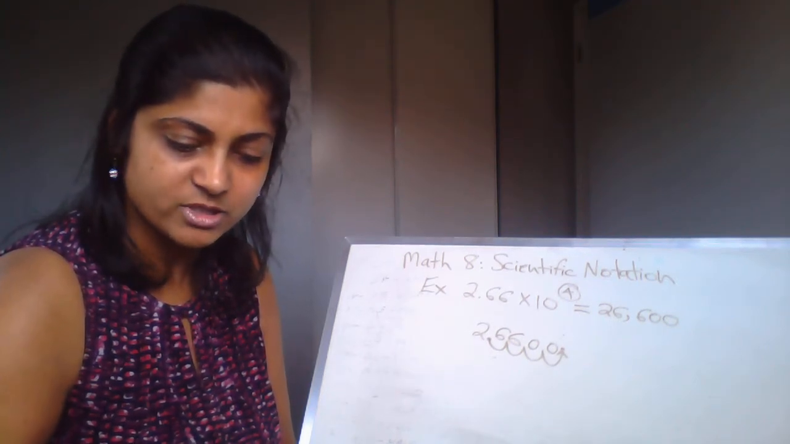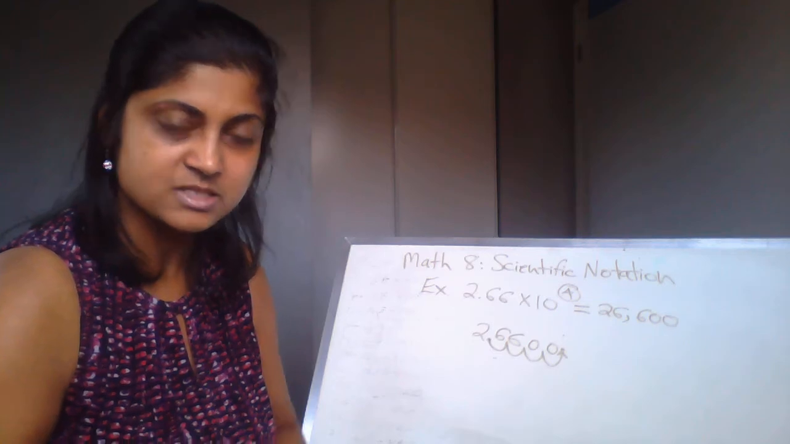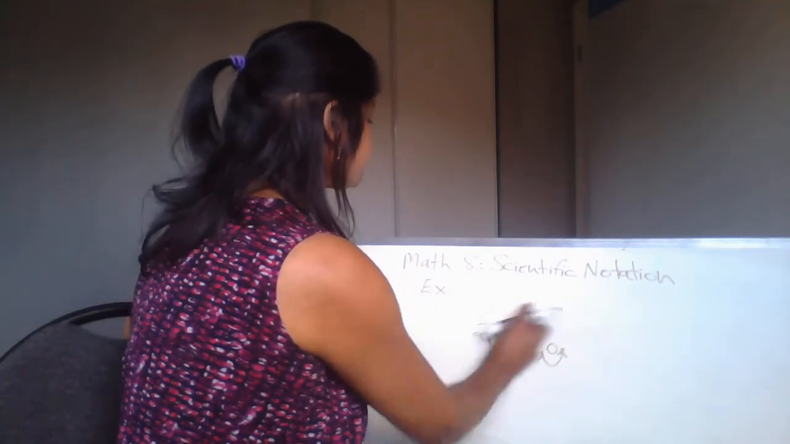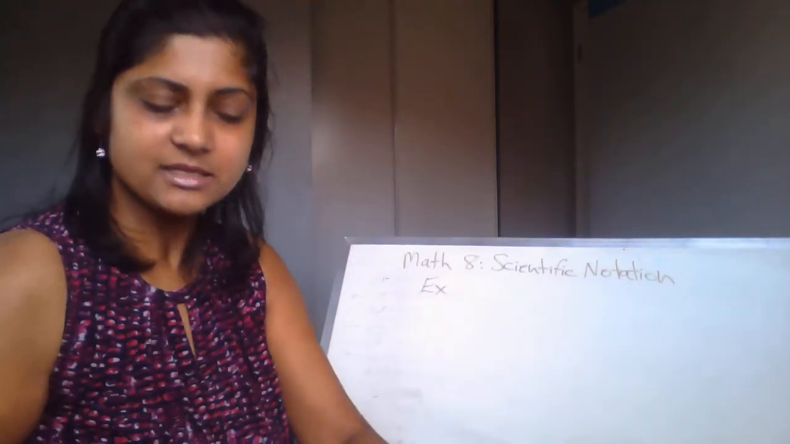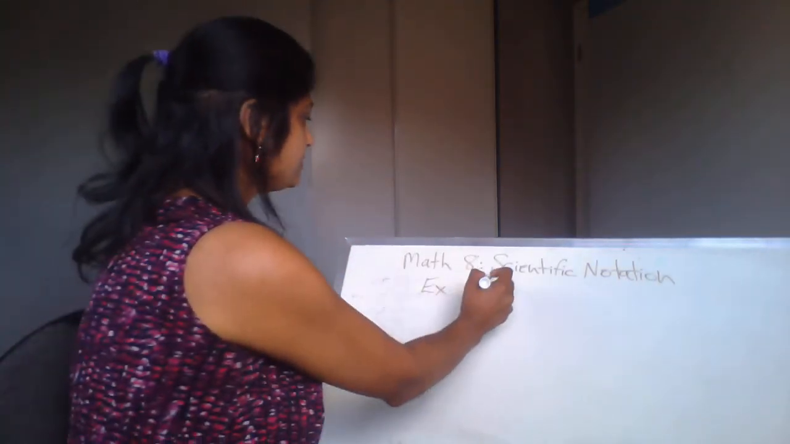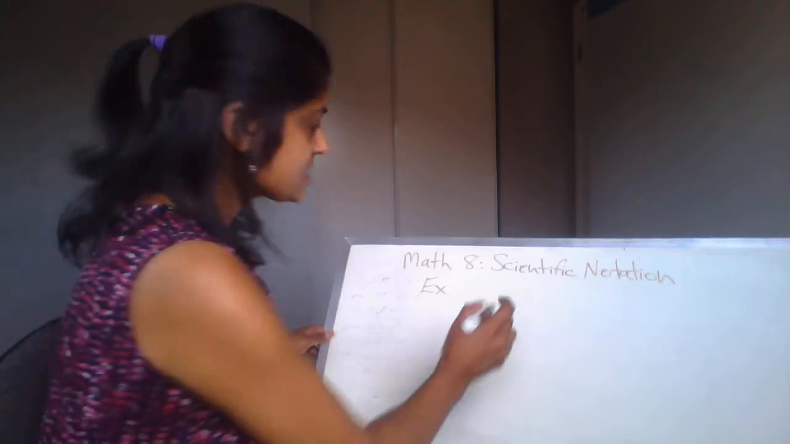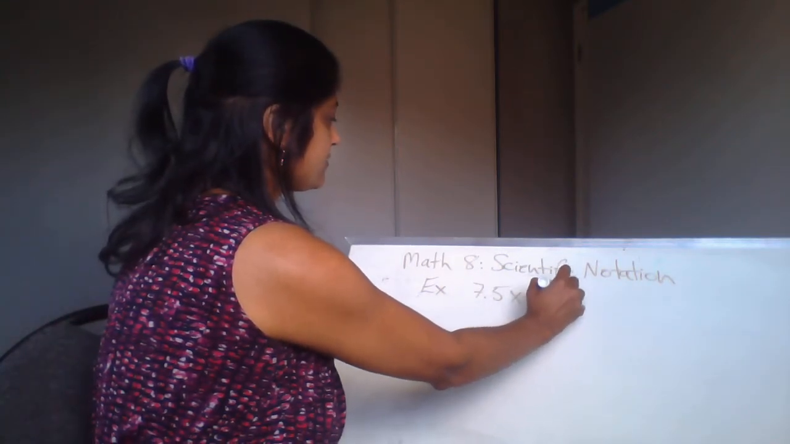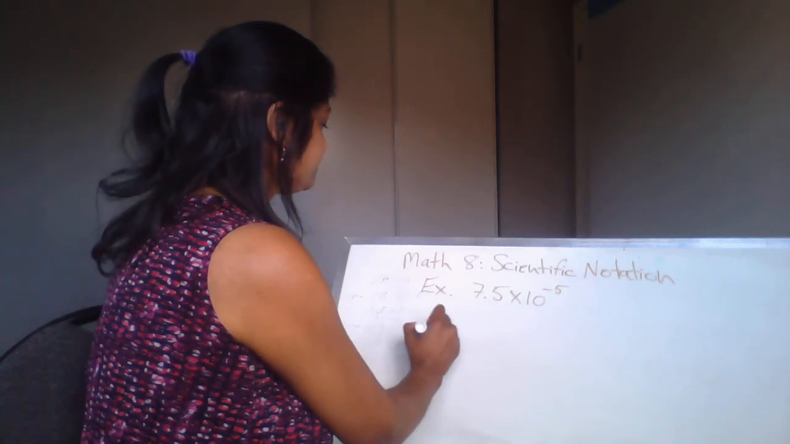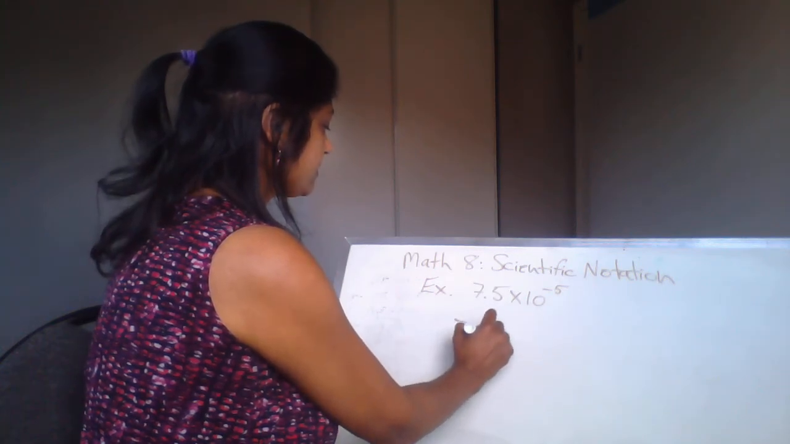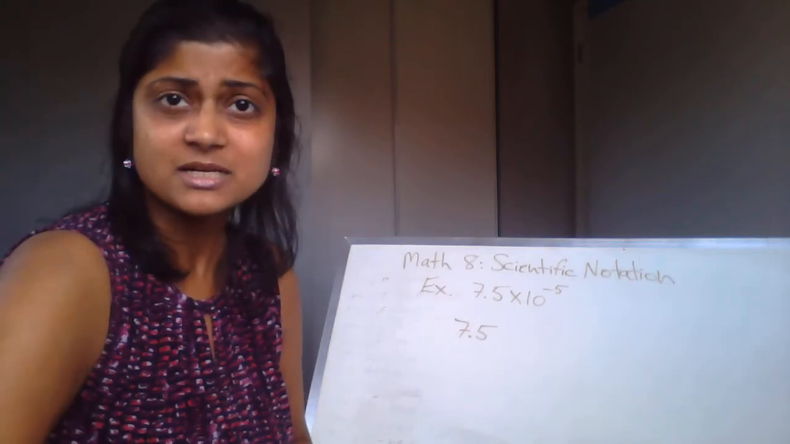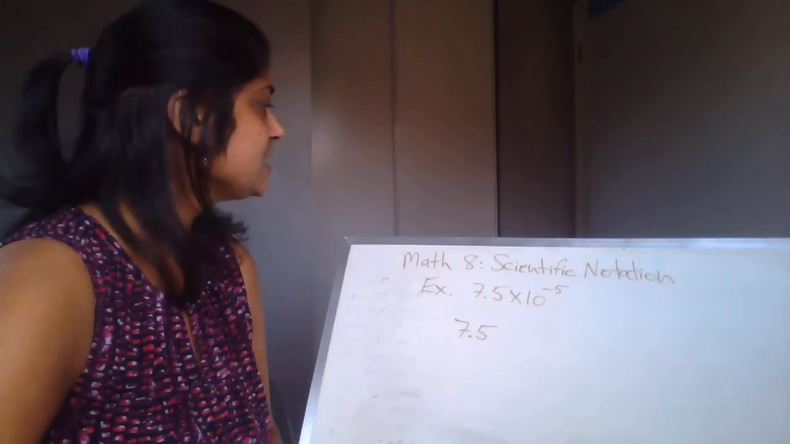Let's try a question where we have a small number. Let me just take this off. You can see that the concept is actually very simple. Let's try 7.5 times 10 to the power of negative 5. I'm going to write the number here. This is the number. I don't need to write the whole thing out, I'm just writing 7.5.